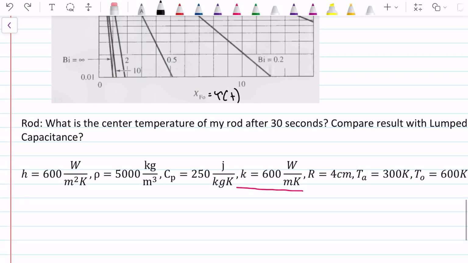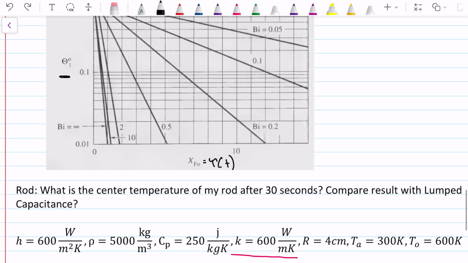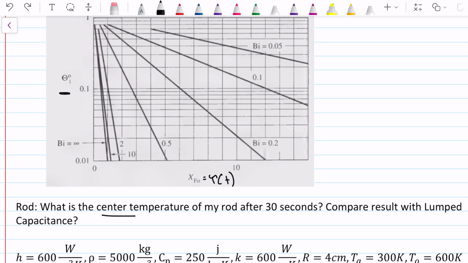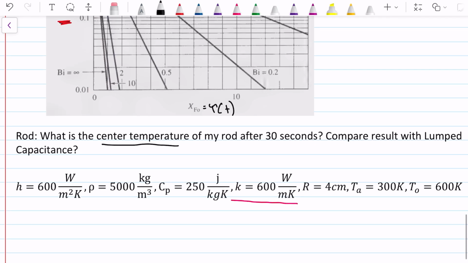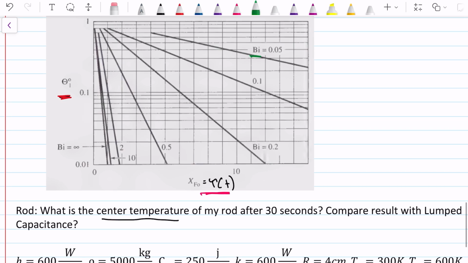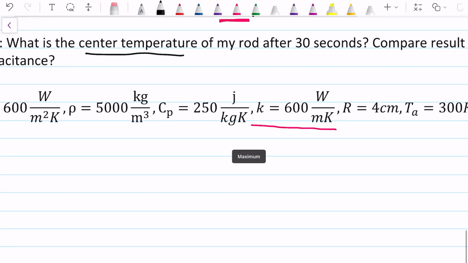So let's go ahead and start with the Heisler chart method. We want center temperature, so the output is going to be the y-axis here after 30 seconds. So given 30 seconds and all of our variables, that means we can calculate tau. Let's start by calculating tau, and then we're also going to need a Biot number, and then with tau and a Biot number, we can get a dimensionless temperature. So let's go ahead and do that. Let's start with tau.